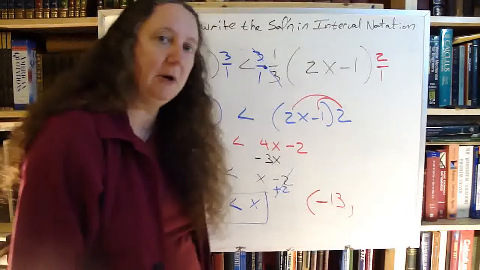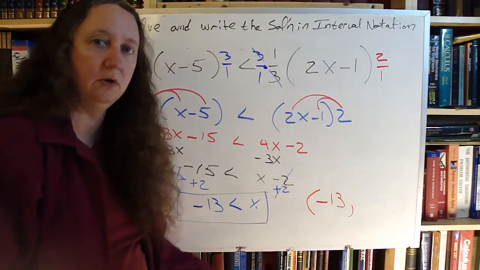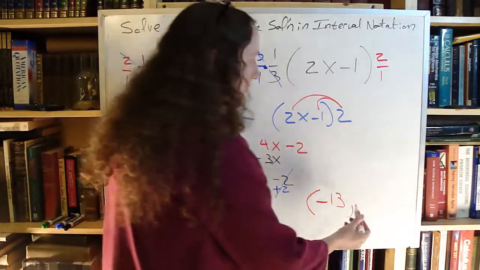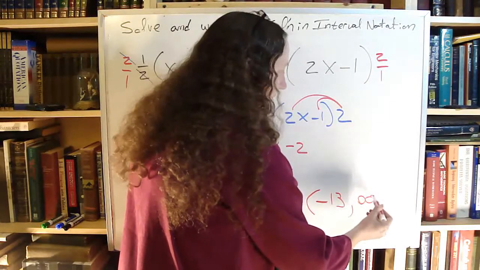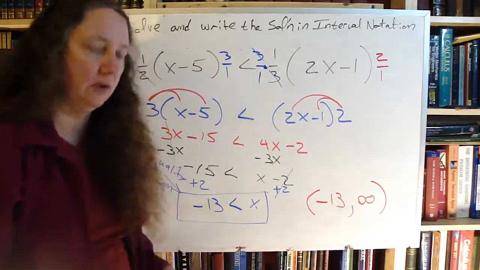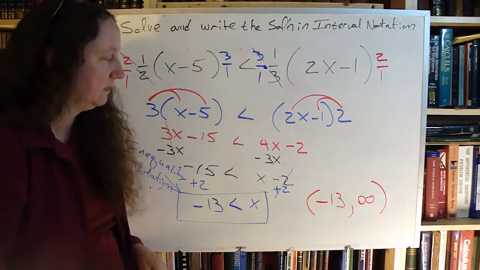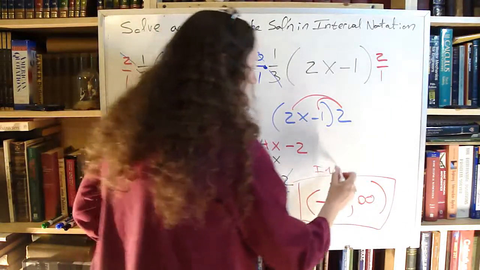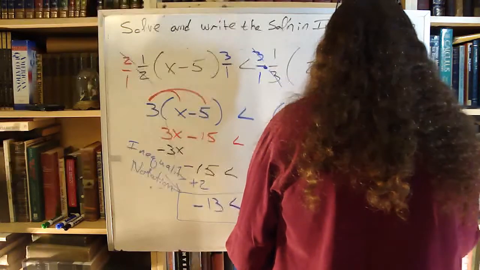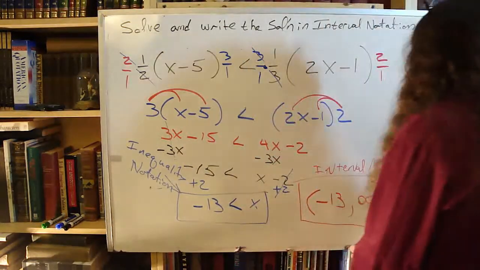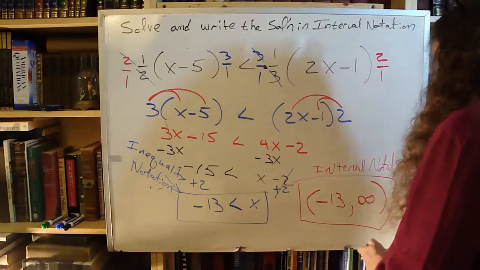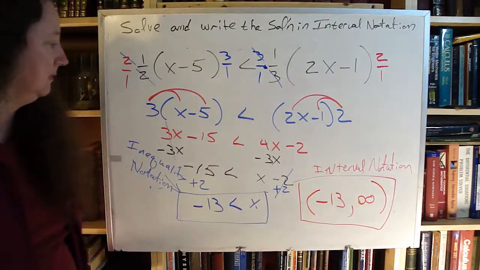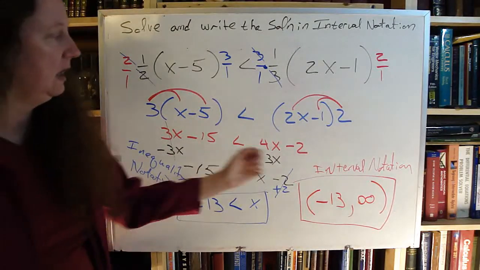What goes on the other side of the comma? Well, how big is x allowed to be? 100, 1,000, 50,000? It can keep going and going and going all the way to infinity. And infinity always gets the round parentheses. I now have my interval notation. So now I have my answer that they wanted me to do. I solved it, I have it written in inequality, and I also put it into interval.